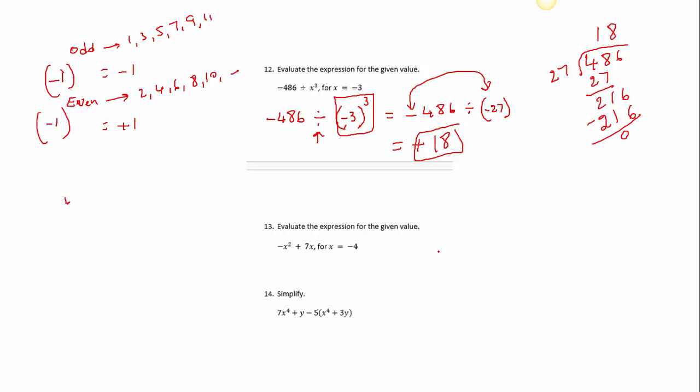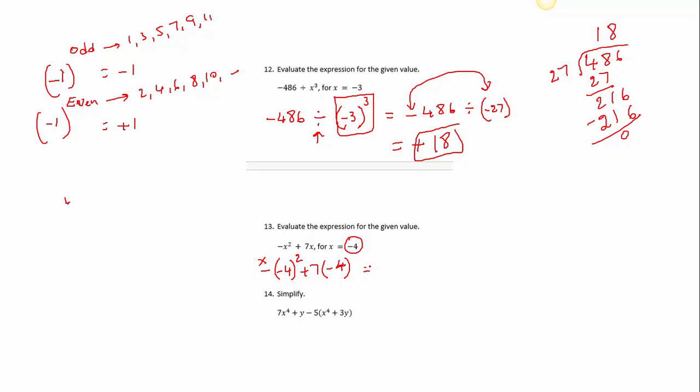Evaluate the expression for the given value. We have negative x squared. Now remember, because x is negative 4, I want to make parentheses and include the negative 4, raised to the power 2. So the 2 only covers x. It doesn't cover this sign here. Okay, plus 7 times x, which is negative 4.